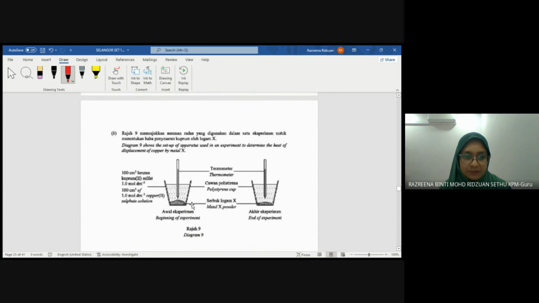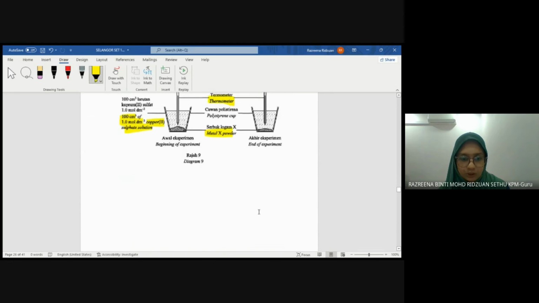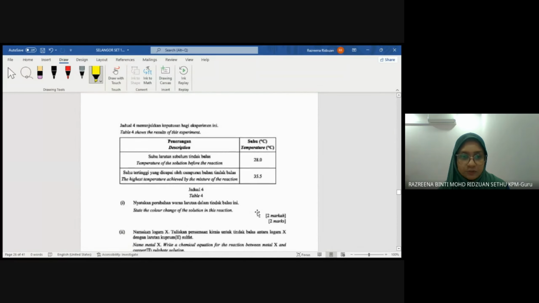Question B. Diagram 9 shows the setup apparatus used in the experiment to determine the heat of displacement of copper by metal X. So we can see here it is given to us 1.0 mole, 100 cm cube of copper sulfate solution. Then we have a metal X powder, and they check the temperature with a thermometer. So this is the beginning of the experiment, and this is the end of the experiment. And they give you a table here.